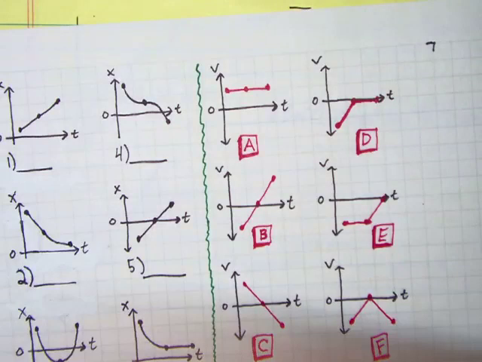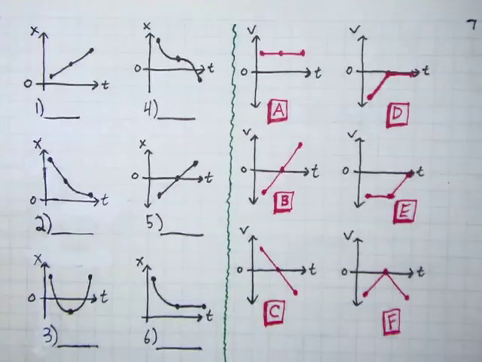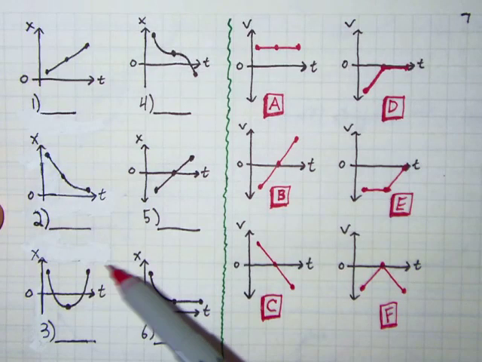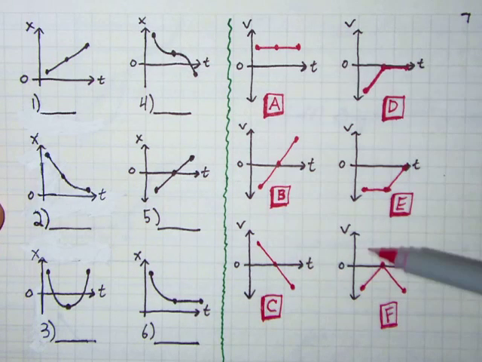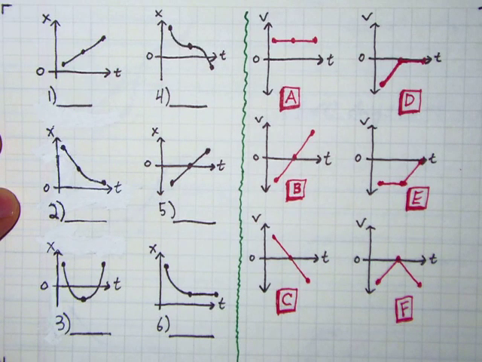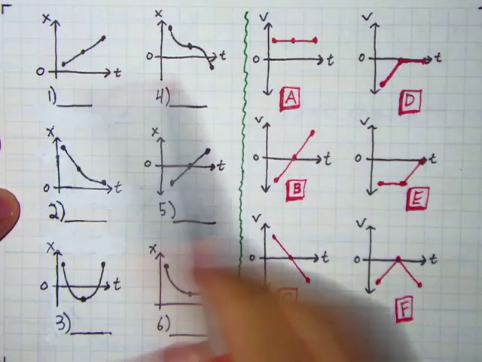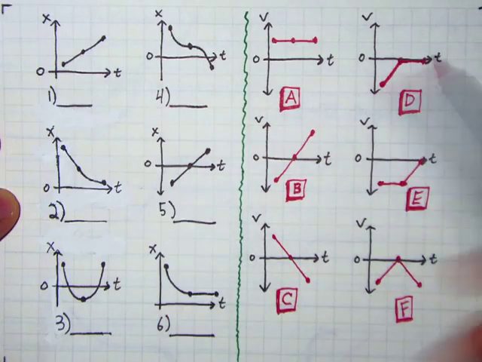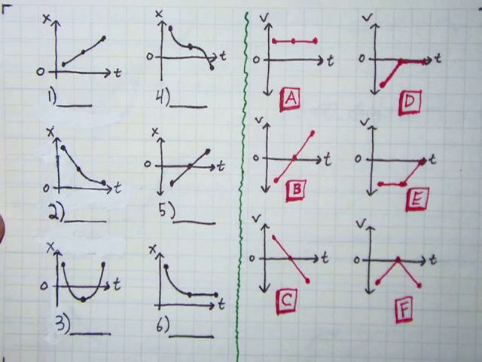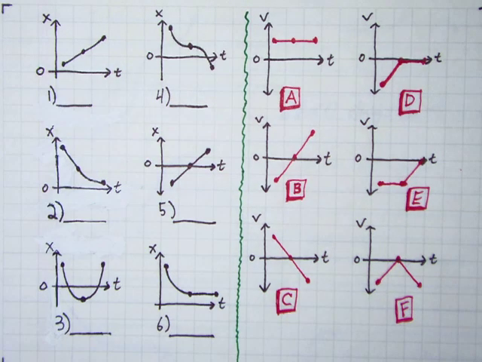All right, here's some exercises for you. We have 6 position versus time graphs on the left. I've got 6 velocity versus time graphs on the right. What I want you to do is match them up. These are labeled A, B, C, D, E, F. So for each position versus time graph, match it to one of these velocity versus time graphs. Some of these will be used more than once, some may not be used at all. Pause the video for a moment and match them up.